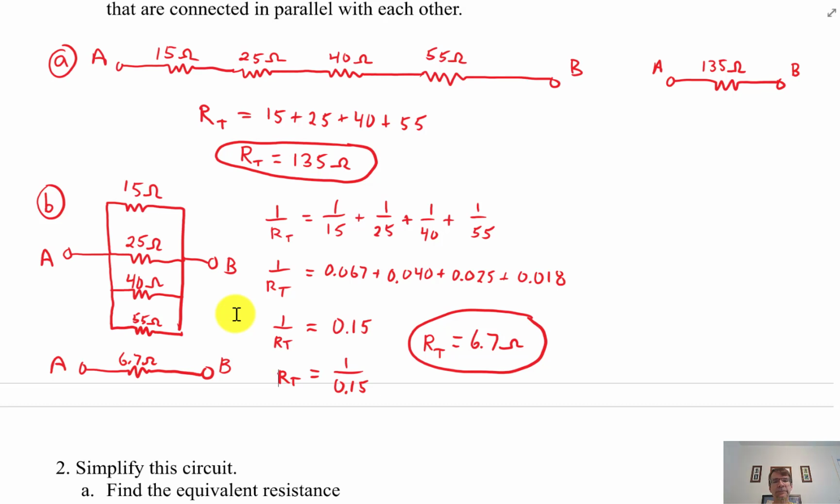But it's still true. The more resistors you add, even if you add a high resistance resistor, the overall resistance will go down. And the overall resistance is always less than the smallest of the resistors. So the smallest resistor here is 15. So when you're in parallel, your answer will always be smaller than the smallest answer. So keep that in mind of the smallest resistors that you start with.